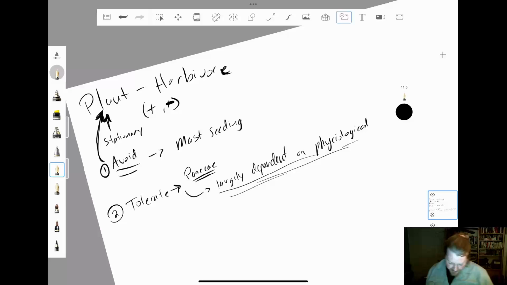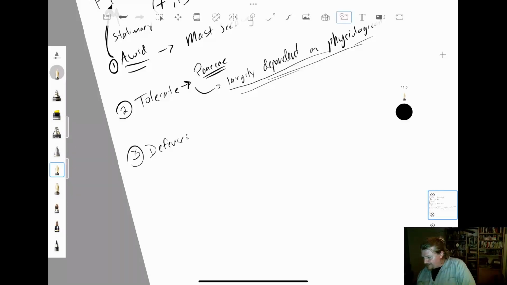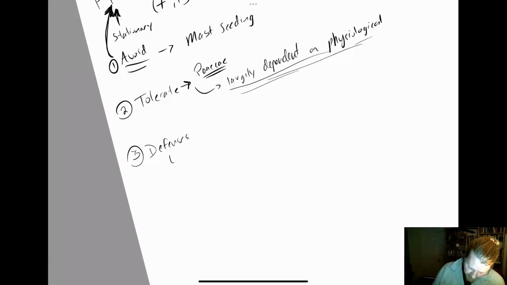Okay, the next one that I like. So we have avoidance, we have tolerance, and then we have defenses. These are my favorite. This is a lot of what I studied in my dissertation and part of my postdoc, right? And defenses are these active traits of plants that minimize herbivory, that don't avoid it, that don't tolerate it, but actively deter herbivores from consuming plants. And these can be broken into all different categories.